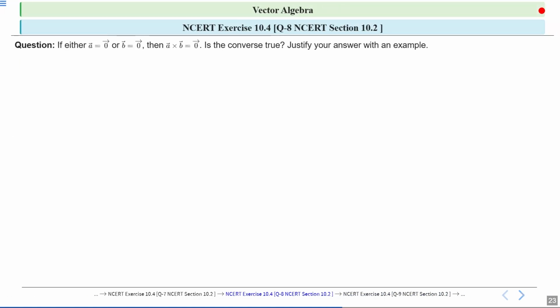Now next one is NCERT exercise 10.4 question number 8, which says if either A vector is equal to 0 or B vector equal to 0, then A vector cross B vector is equal to 0 vector. Is the converse true? Justify your answer with an example. That means if A vector cross B vector equals the 0 vector, does it always mean that either A vector or B vector must be 0 vector? So let's see how we can solve this.